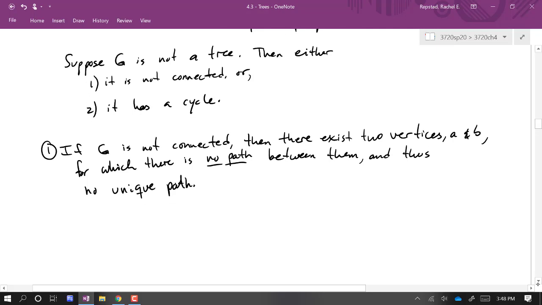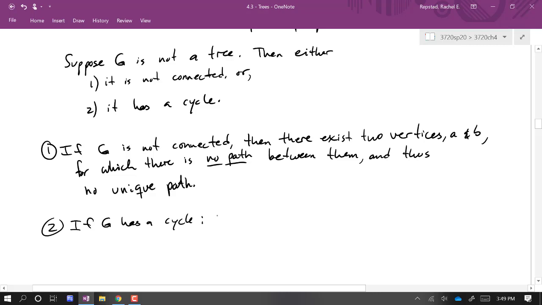So there's the first case. If it's the second case, if it has a cycle, then we're going to basically be able to find two distinct paths between a couple of vertices. So if G has a cycle, let's write it down.